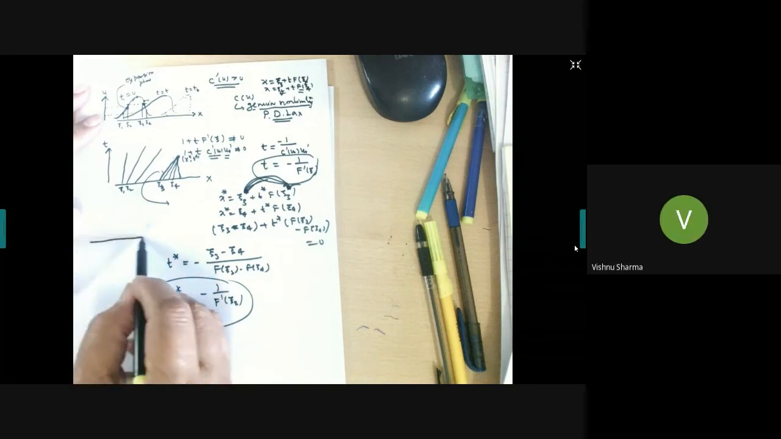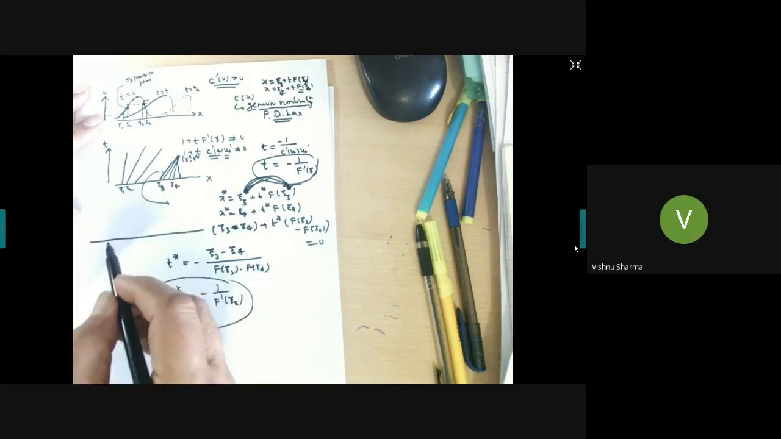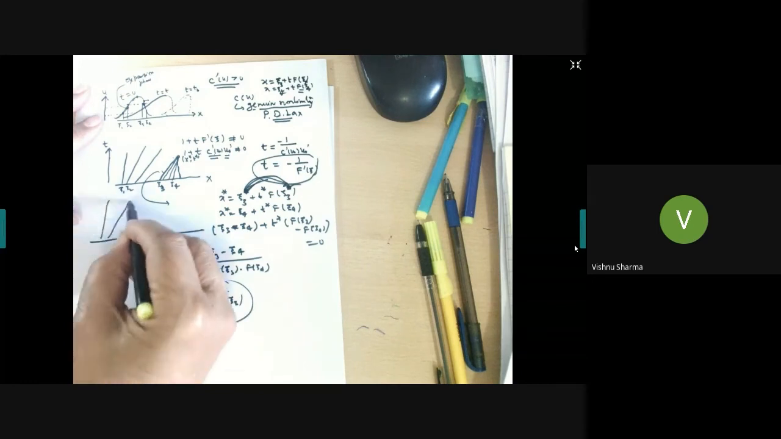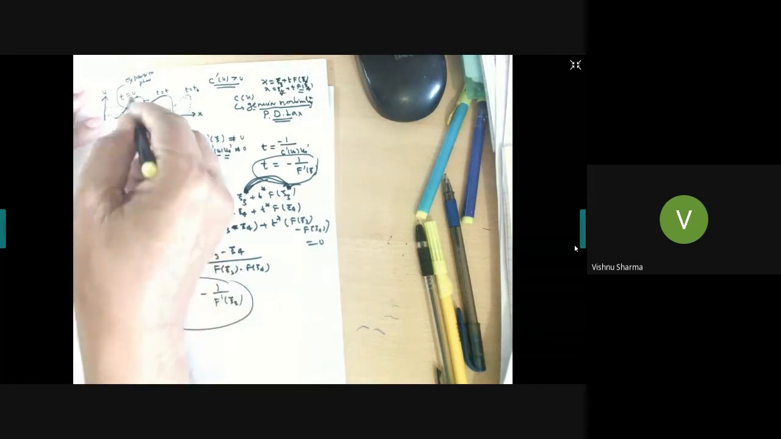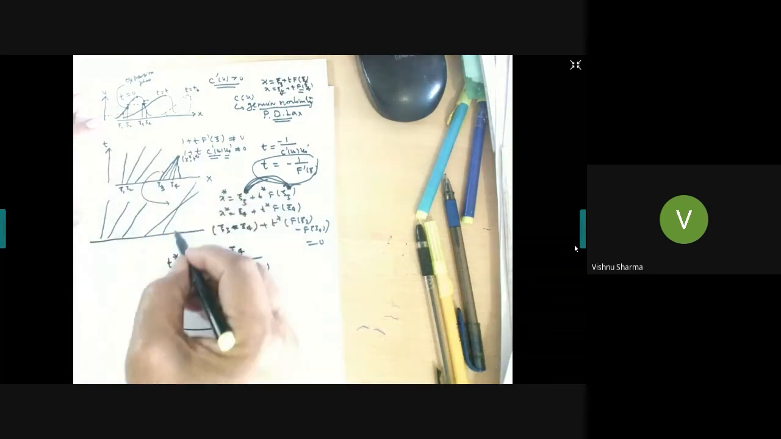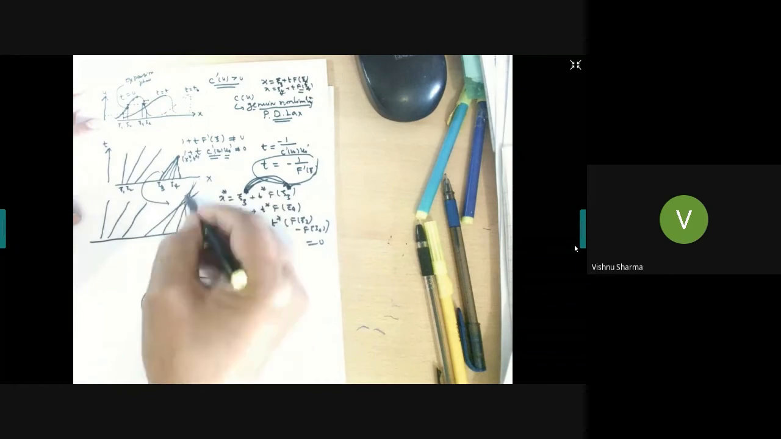So a very interesting phenomenon we are going to observe. These are the characteristics which diverge for this part of the profile, whereas at this part of the profile, the characteristics intersect, you see.